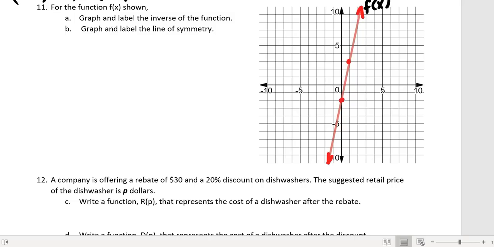For problem number 11, I'm going to give you a graph of a line or a curve. I want you to graph and label the function inverse. Now we know how to do this. All we need to do is think this is 0, negative 2, and this is 1, 3. So what I'm going to do is I'm going to swap the x's and the y's. So instead of 0, negative 2, I'm going to write negative 2, 0. And instead of 1, 3, I'm going to write 3, 1.